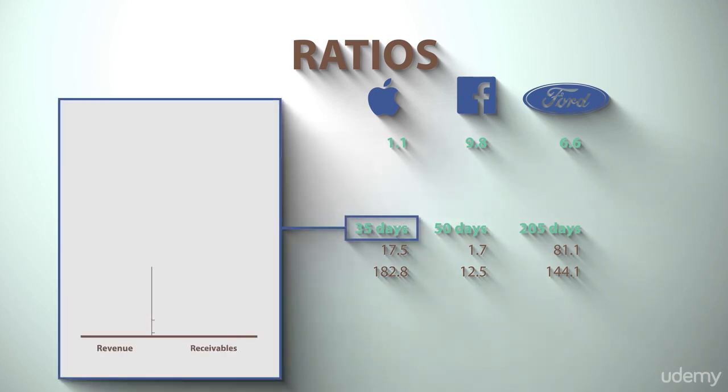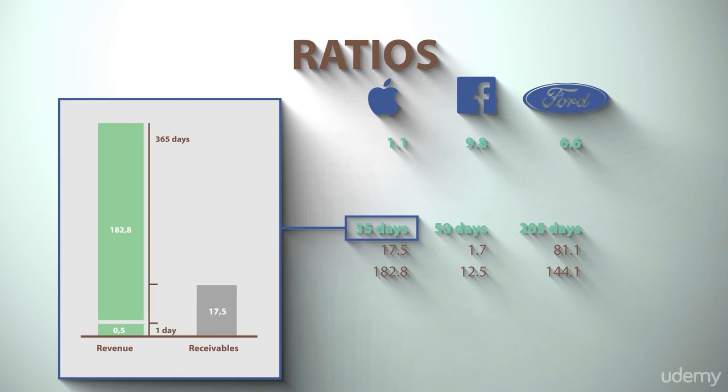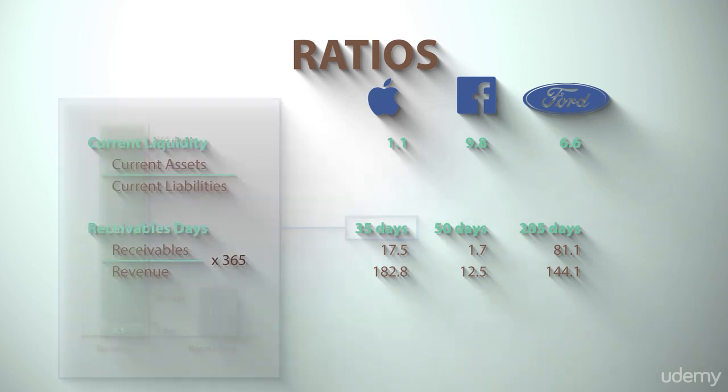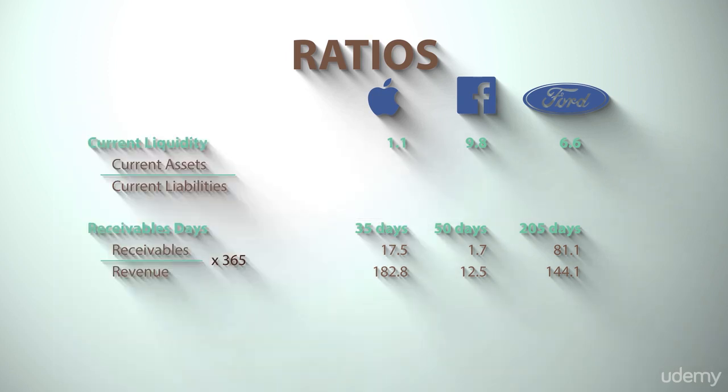To better understand the formula, let's take a look at Apple's revenue. The company earned $182 billion during 1 year, or 365 days. That gives us $500 million revenue per day. Fantastic! At the same time, Apple has $17.5 billion in receivables, and that corresponds to 35 $500 million daily revenues. This means Apple's customers on average pay within 35 days. Facebook has 50 days in receivables, and Ford has 205 days.